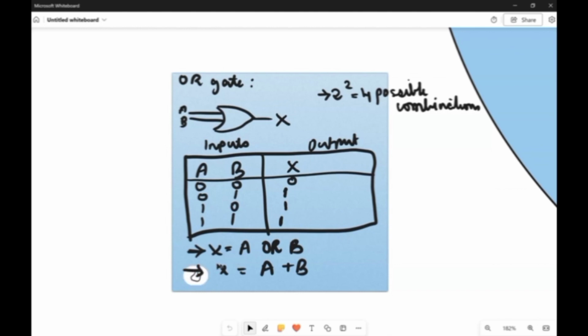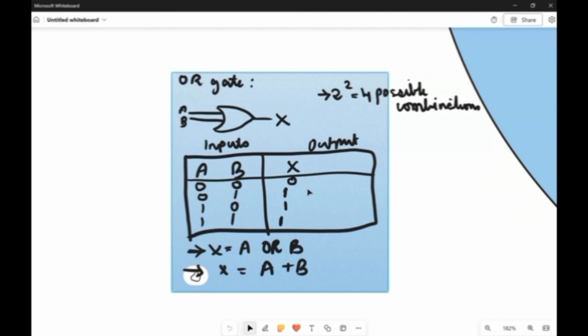So the logic notation is A OR B, and in Boolean algebra, you're going to write A plus B. In the OR gate, your output X is 1 if your input A is 1 or input B is 1. Either of your inputs should be 1 to make your output X 1. Even if both are 1, your output would be 1. So this is a simple logic gate. Instead of memorizing the output, you just need to know what is happening in order to do it in the exam.